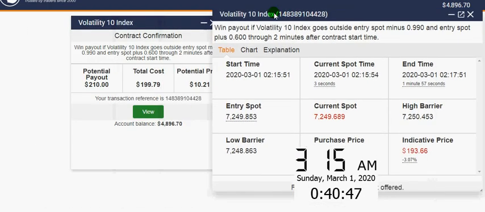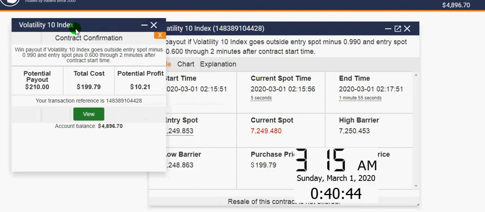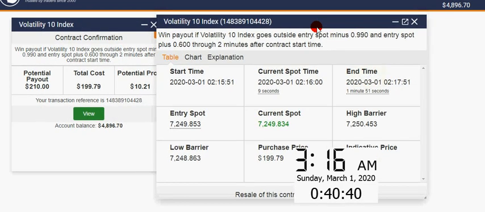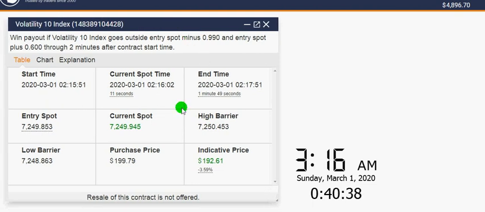Let me explain what this really means before the trade closes. We have 153 seconds left right here. These are entry spots. This is the higher barrier and this is the current spot. Once it goes below 248,863, we will win. Once it goes higher than 250,453, we will win as well. So it's 249. This is the higher barrier. We are close to the higher barrier.